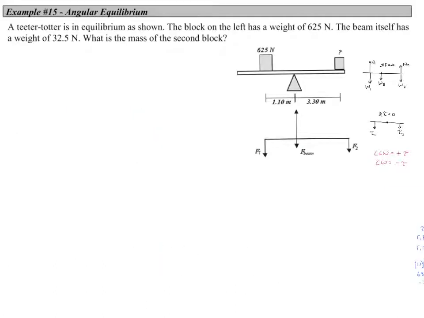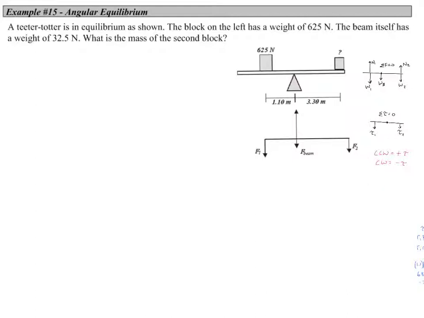So let's take a look at this example here. We've got a teeter-totter in equilibrium. The block on the left has a weight of 625 newtons. The beam itself has a weight of 32.5 newtons. We want to know the mass of the block, this block here. This part right here is the fulcrum, the point about which this would rotate.